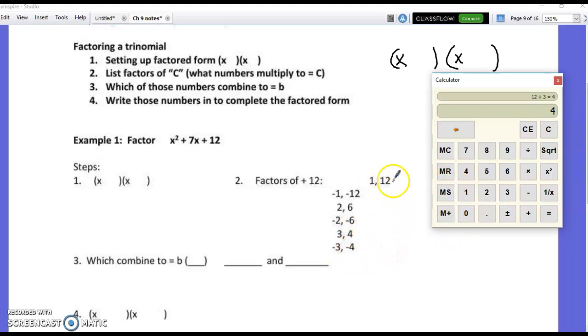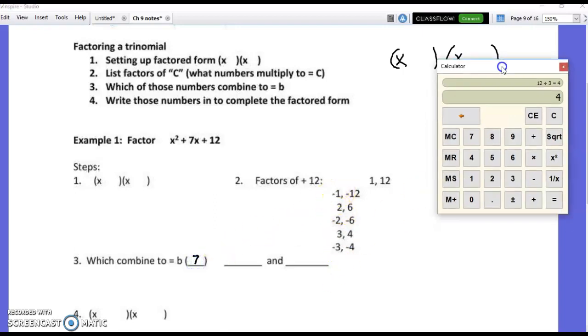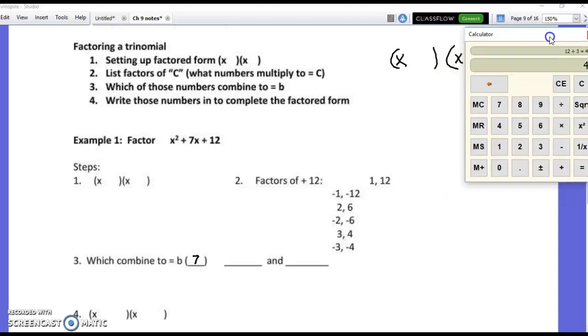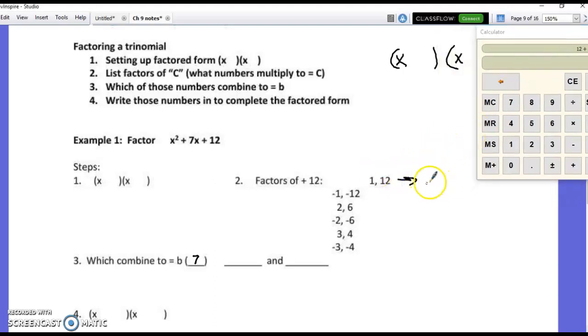So when I look at this, and this is tabbed out a little bit weird, here are all of my factors that multiply to equal positive 12. A negative times a negative equals positive, a positive times a positive equals a positive. So now we go through these and we add them together. Which one combines to equal b? In this case, b is positive 7. If it's factorable, one of them will work and equal positive 7. So if we add these together, and this is kind of redundant, this would be 13, this would be negative 13, this would be 8, this would be negative 8, this would be 7, and this would be negative 7.